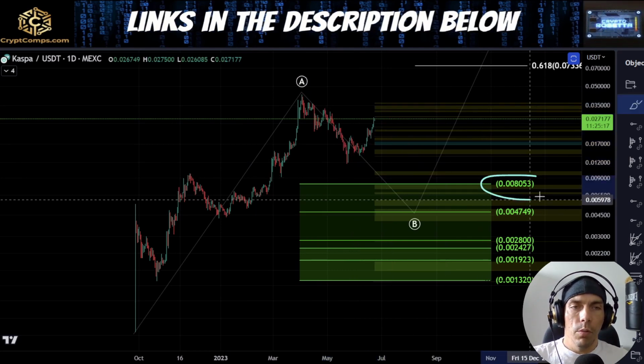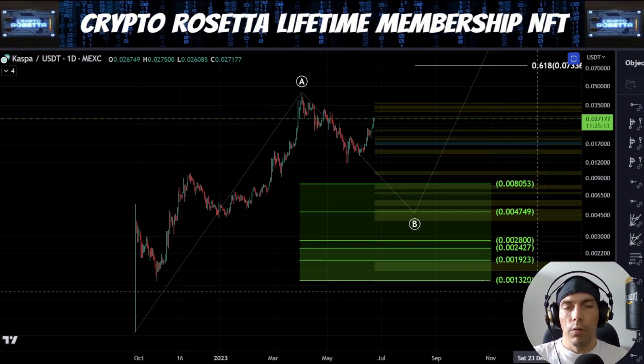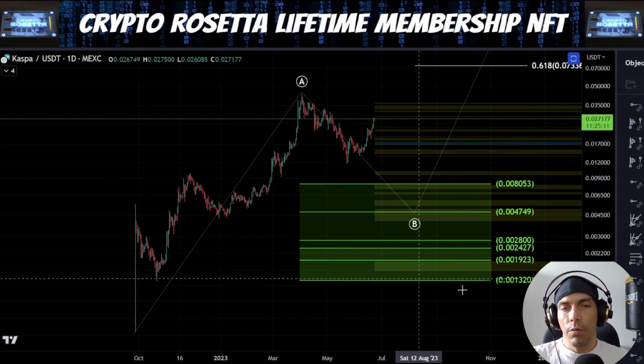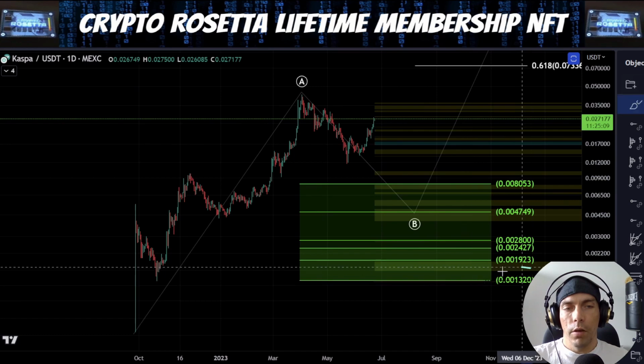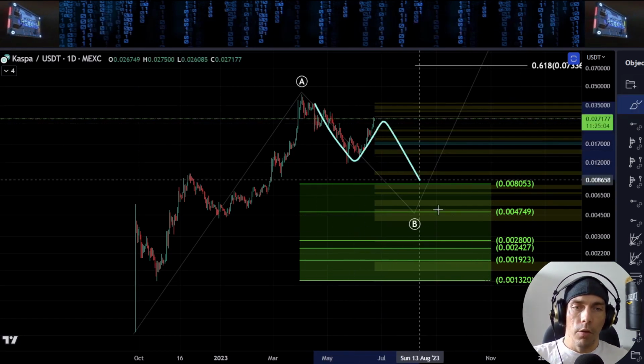So a typical zone that we'd be looking for would be this 8053 to this 1320 region. So that would be a common retracement level. Now we don't have to come all the way down here to the 786, but what we could actually see is price actually form a bigger corrective structure here.